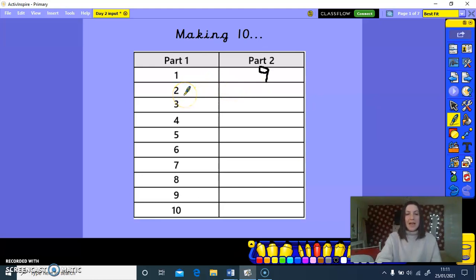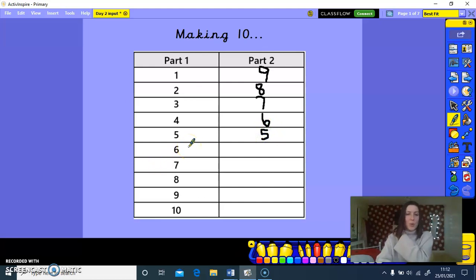So what do you have to add to 2 to get to 10? One part is 2, the other part is 8. Fantastic, well done. What about 3? One part is 3, the other part is 7. Good job. Okay, one part is 4 this time, so the other part is 6. Great job. Our favourite one. One part is 5, so the other part is 5 as well. 5 add 5 make the whole 10.